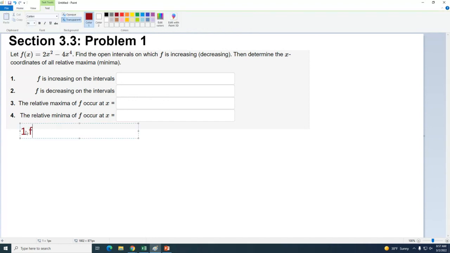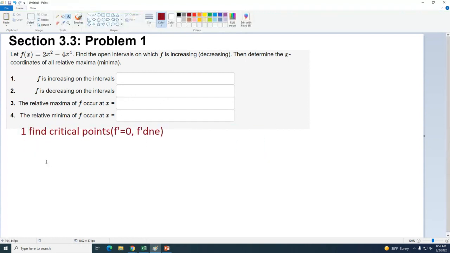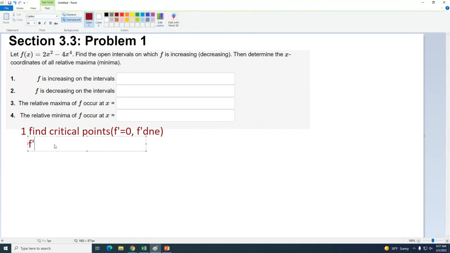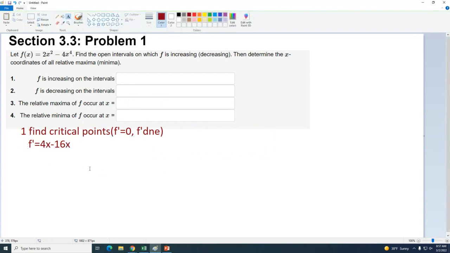All right. So first, let's find the critical points. Step 1, we're going to find the critical points, which means we're going to set the derivative equal to 0. Of course, if the derivative has any undefined points, we'll need to analyze those too. This is a polynomial. It is always well defined, so we don't have to worry about that. So the derivative is 4x minus 16x cubed. 4 times 4 is 16, and then the power minus 1: 4 minus 1 is 3, so the power should be 3. That's our derivative. Any question?